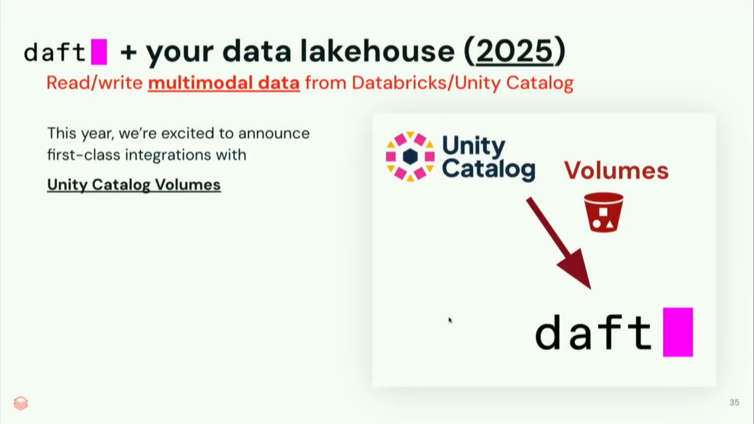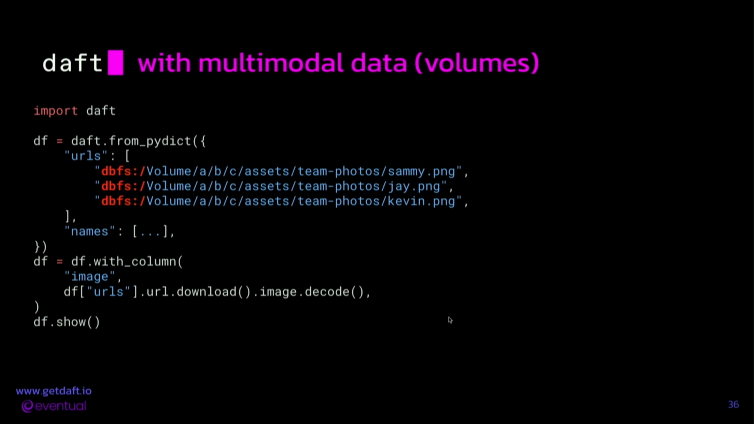Now, this year, we did a second tier of integrations because Daft is a multimodal engine. We want to integrate natively with Unity Catalog volumes, right? Volumes are really the story for storing multimodal data. And what that looks like is something like this, where for your URLs, all you have to do is prepend your URL with dbfs:/. If you're a Databricks user, this is a very familiar pattern. It just means like hit my volume, right? And Daft now understands this URL and can map that to the appropriate Unity Catalog volume and find your data for you and download it.